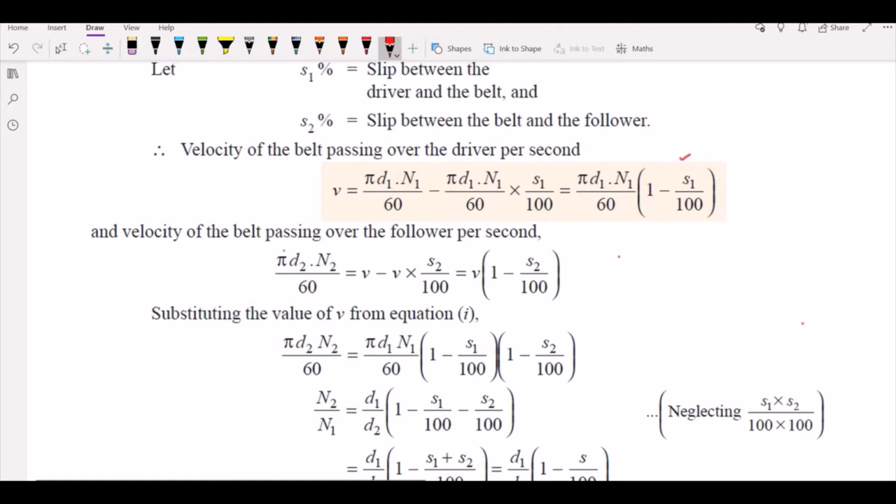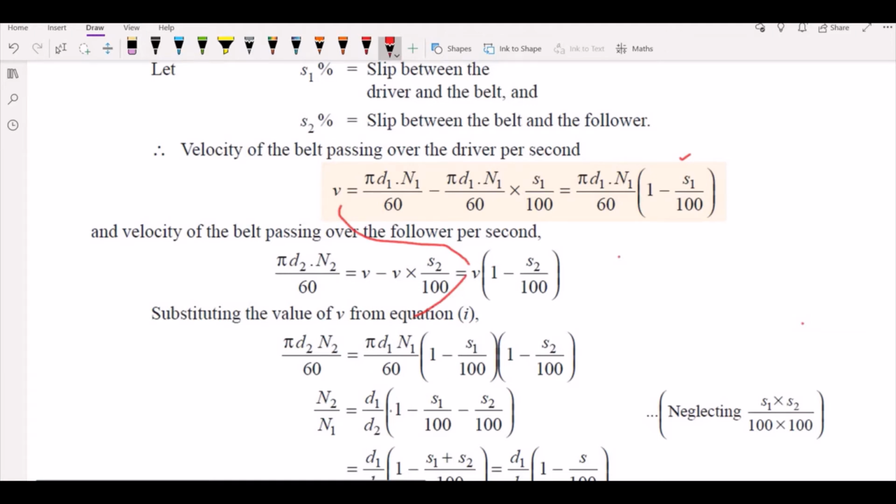Next, I'm trying to calculate the velocity of the belt over the follower. This is nothing but pi D N2 by 60, the actual velocity, minus this velocity into the percentage of slip for the second one, that is S2 by 100. So if I take V as common over here, 1 minus S2 by 100. Substituting V over here, I get this relation. Okay, that is pi D1 N by 60 into 1 minus S1 by 100 into 1 minus S2 by 100.